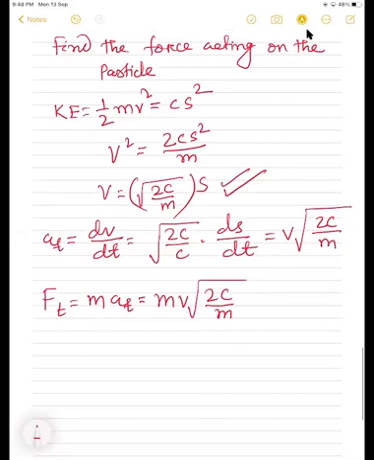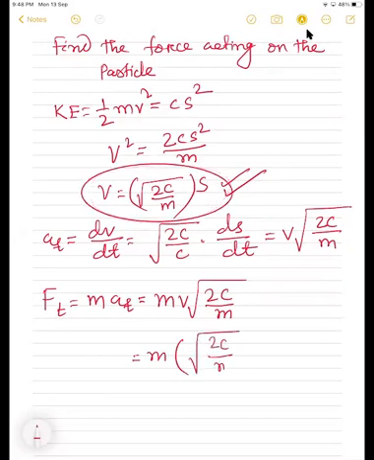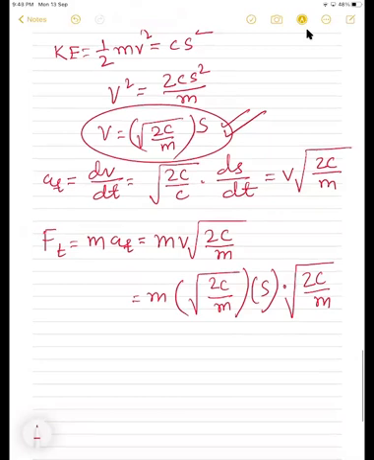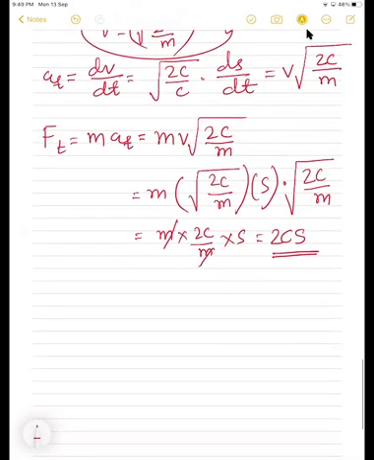Okay, now what do we put in place of v? In place of v, you can write root 2c by m into s, into again velocity, and 2c by m was there, so how much does 2c by m become? Only 2c. So m into 2c by m into s. M cancels, so what is the force? 2cs. Understood the tangential force, students? And what is the centripetal force? mv square by r. Let's write mv square by r. That is the centripetal force.